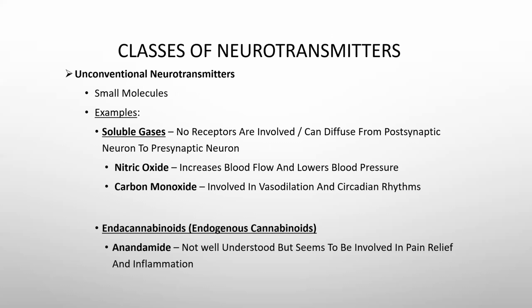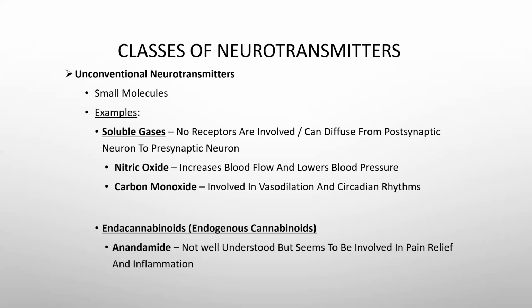We also have some unconventional neurotransmitters. Again, they're small, okay? But here the examples would be soluble gases and then your endocannabinoids, okay? The soluble gases, these have no receptors. They diffuse through the membranes. I give you the example here. They can even pass from postsynaptic to presynaptic. They don't follow the same rules that we've seen with these other neurotransmitters.